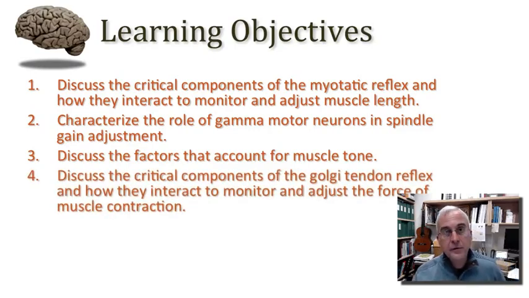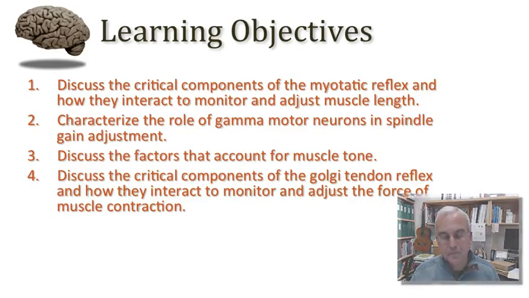I want you to be able to discuss the critical components of the Golgi tendon reflex and how they interact to monitor and adjust the force of muscle contraction. We'll spend a bit of time talking about the difference between the contributions of the muscle spindle and the Golgi tendon organs to the control of muscle activity. So that will be a key point of differentiating learning objective number 2 from learning objective number 4.